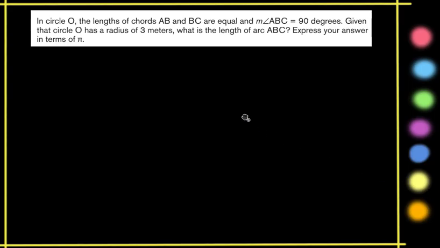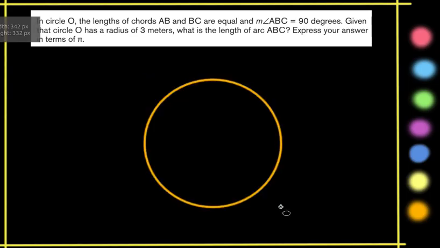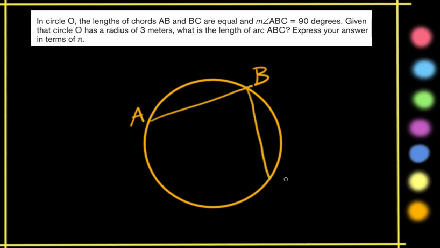All right, let's go to problem number 9 here. It says in circle O, let's draw a circle here. Looks pretty good. In circle O, the lengths of chords AB and BC, okay, so let's say this is AB, and BC are equal. These are equal. And the measure of angle ABC is 90 degrees. Okay, I can put a right angle sign there. Given that circle O has radius of 3 meters, okay, so from the center, if we go out like this, it's 3 meters.